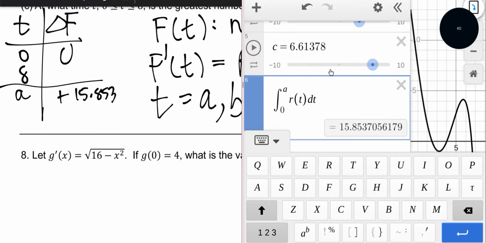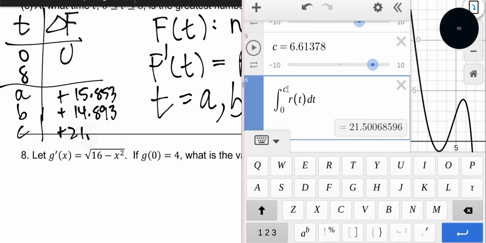853. Okay, then if I go back and replace this with b, that's going to be 14.894 or 893. Okay, that's less. And then if I go all the way to times c, that would be 20 plus 21.500 or 501. Okay, and then I also need to check time t equals 8, which is going to be net loss of -5 fish.